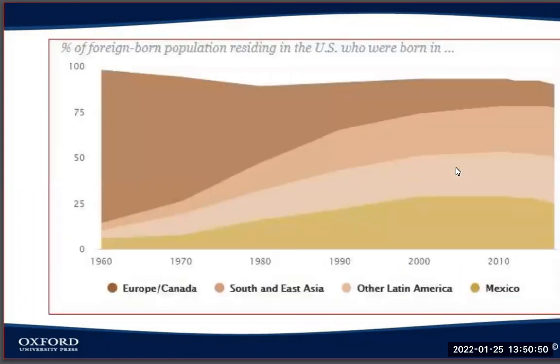On this graph right here, we have a percentage of foreign-born population that is residing in the US, and then it is the years that they were born in at the bottom. And the countries that are included are Europe and Canada, South and East Asia, other Latin American countries, and Mexico. So obviously you can see how diverse the United States is, and we're kind of a melting pot and a mix of a lot of different people from multiple cultures.